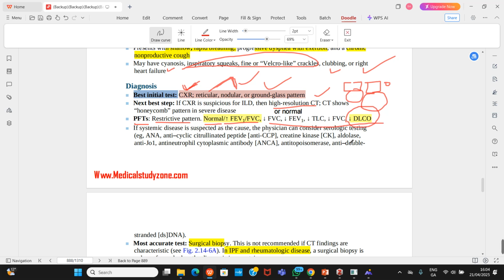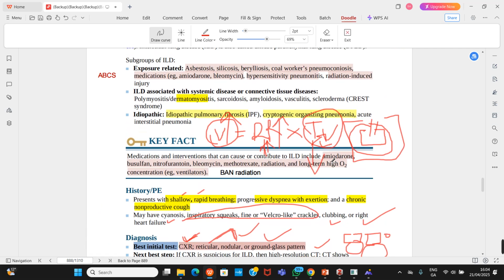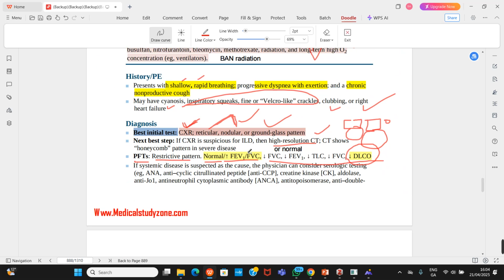But mind you, the DLCO is dropping only because the cause of this restrictive lung disease is what? Interstitial lung disease. It's ILD. There's a problem with the parenchyma of the lung. If somebody has obesity or kyphoscoliosis, a neuromuscular cause of restrictive lung disease, because the lung parenchyma is not involved, DLCO is going to be normal. But if you do your pulmonary function test, you are going to get all these other patterns.